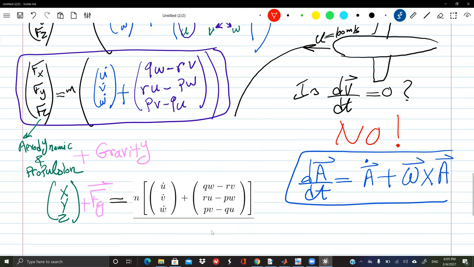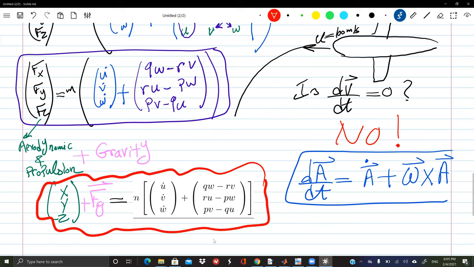And these are my final equations of motion. Next time we'll see how to get the F gravity. And the green ones will come from where? Well, they come from the aerodynamic model. Any question about this picture? So this is my final equation of motion for the translational part. Any question? And this is M.